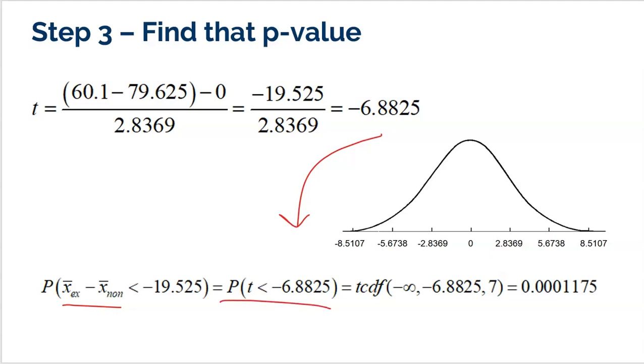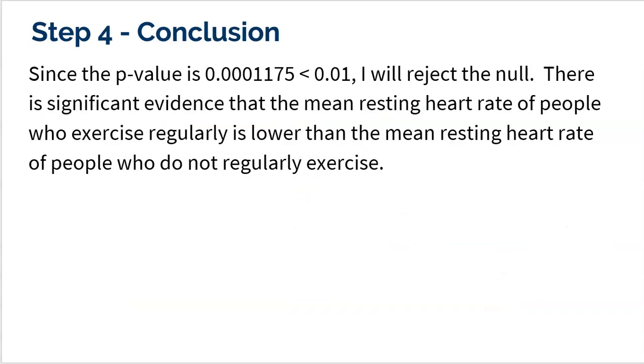So I use tcdf here. I'm going to start at negative 99 as my negative infinity. I'm going to go to negative 6.8825, my t-score. And again, don't forget the 7 degrees of freedom. And the p-value is really, really low, 0.000175. This is clearly a significant difference. And this is what's going to clearly tell me to reject the null. Since my p-value is well less than my alpha, I'll reject the null.